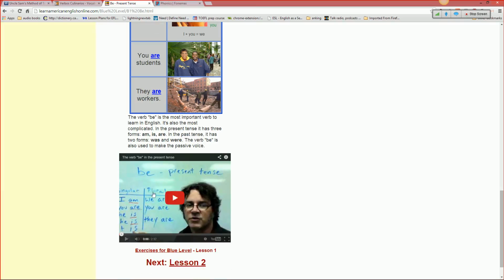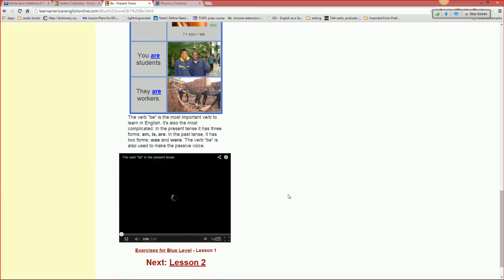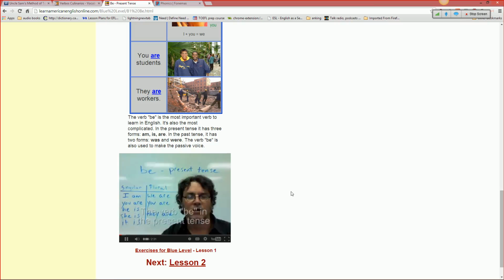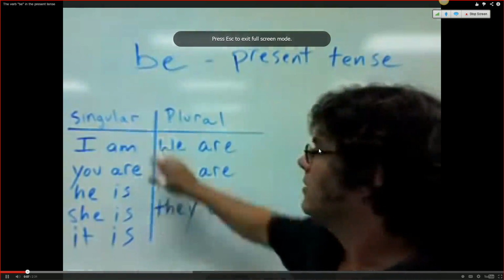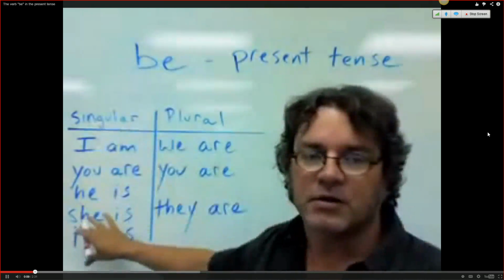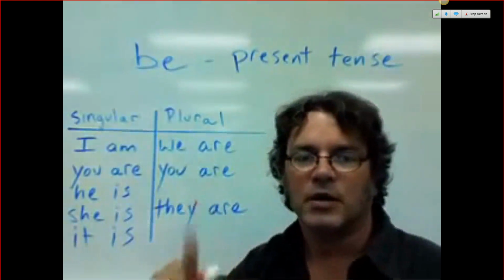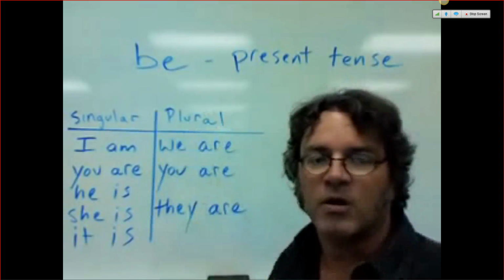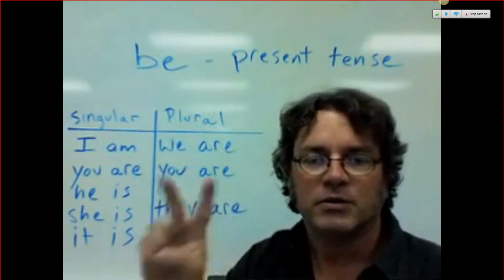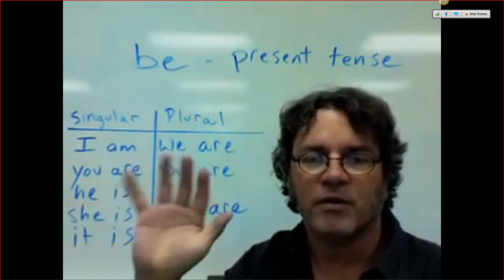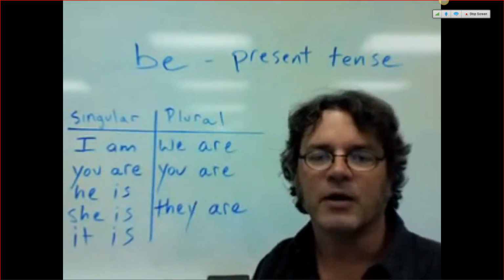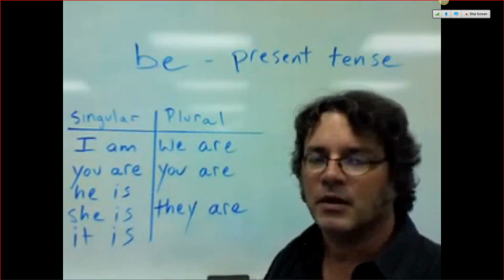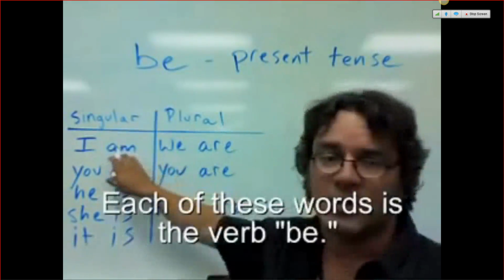This is the verb be in the present tense. On this side, you have the singular, for the one, and on this side, the plural, for the plural, more than one. For 2, 3, 4, 5, 10, 100. Notice that each of these words is the verb be. I am.